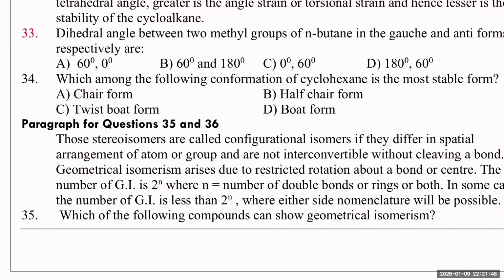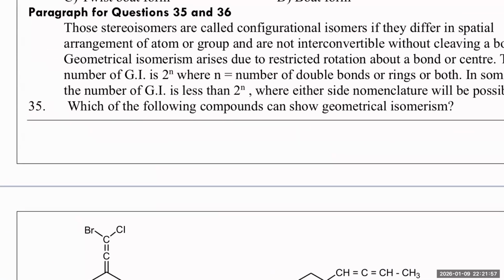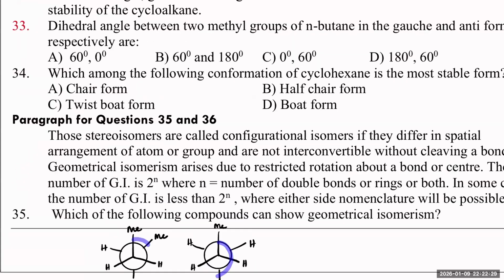Next. Dihedral angle between two methyl groups in n-butane in a gauche form and anti-form respectively are. See, how do the gauche form and anti-form look in butane? So if you have methyl, hydrogen, here will be methyl, hydrogen. This is the gauche form. And then what is the anti-form? Methyl, hydrogen. And here we have hydrogen, and methyl. This is the anti-form. So in the gauche form, the angle is 60 degrees. In anti-form, it is 180 degrees. So 60 and 180.